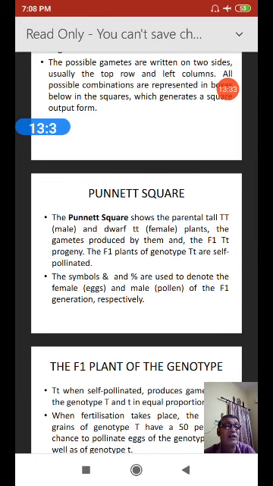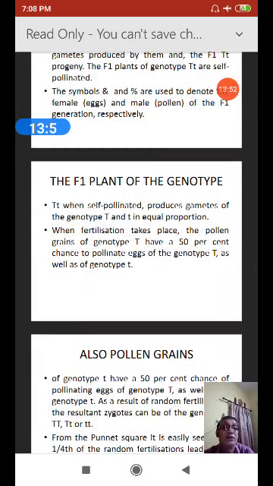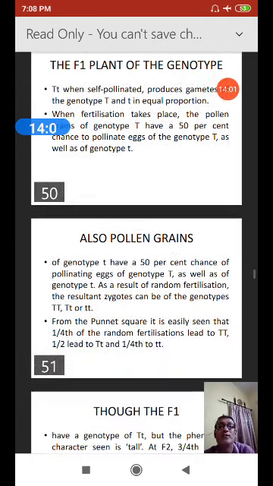Ultimately it shows the parental tall capital T capital T male and dwarf small t small t female plants, the gametes produced by them, and the F1 capital T small t. The F1 plants, of genotype capital T small t, are self-pollinating. So ultimately the self-pollinated F1 plants produce gametes of genotype capital T and small t in equal proportion. So the Punnett square shows this, and the pollen grains are also there.